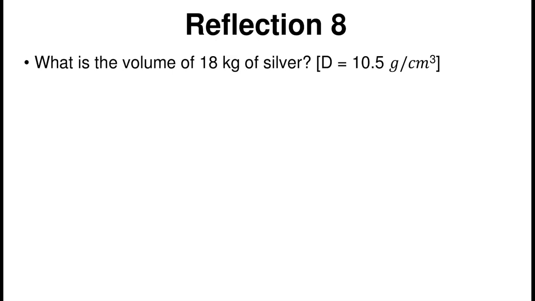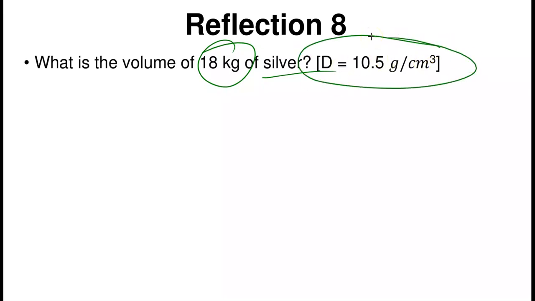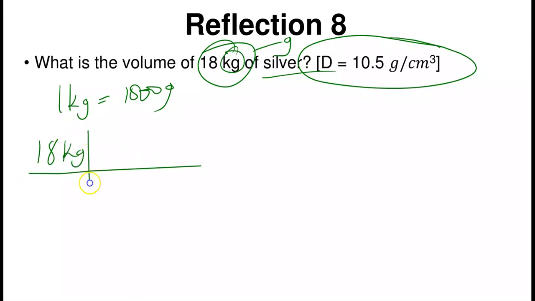Now, the last but not the least of this problem, again, it says, what is the volume of 18 kilogram of silver? Again, we know the density of silver is 10.5 grams per cubic centimeter. So what are we going to do? First of all, we want to convert this to what? Since we have to eliminate kilogram, we have to convert this kilogram to grams. Of course, you know that a kilogram is equal to 1,000 grams. So if we start with 18 kilogram, first of all, we'll convert it to gram. So we know that a kilogram down, 1,000 gram up.